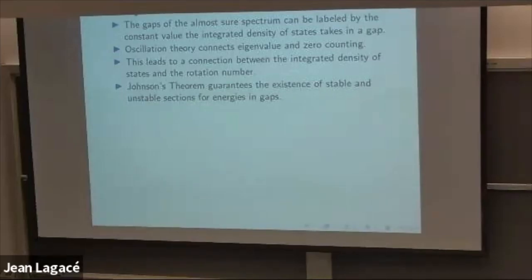And so this thing that's now called Johnson's theorem really is the primary result in this 86 paper. The gap labeling is a corollary.